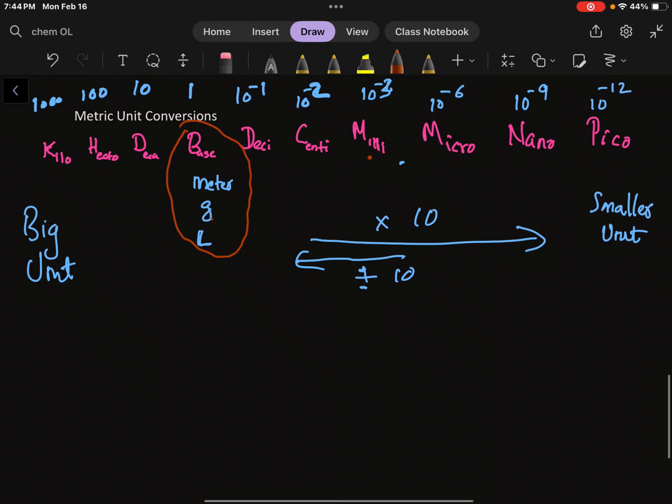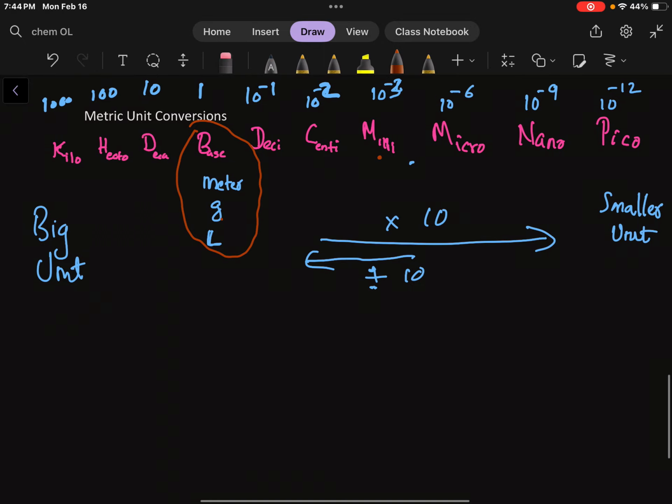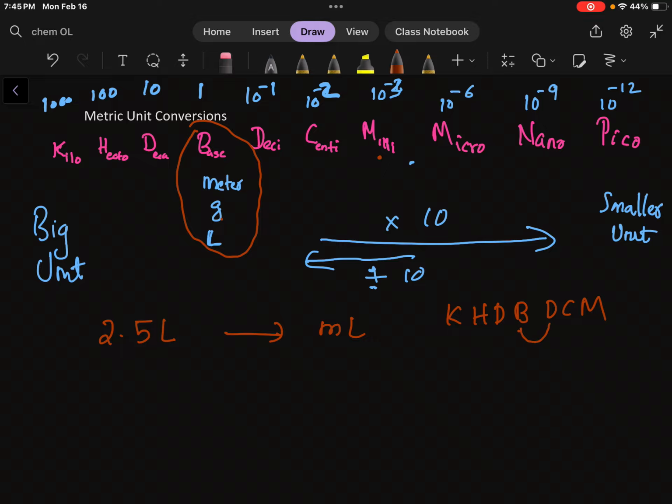So 2.5 liter, convert that into milliliter. If you want to write on your test, just write KHDBDCM, King Henry died by drinking chocolate milk. So you are here, you will multiply by 10, 10, 10. So you will multiply 2.5 liter.